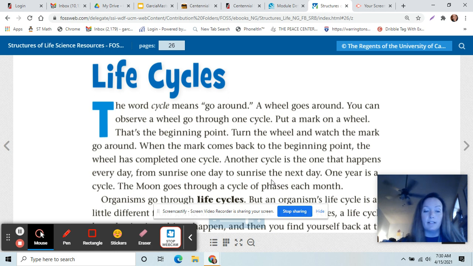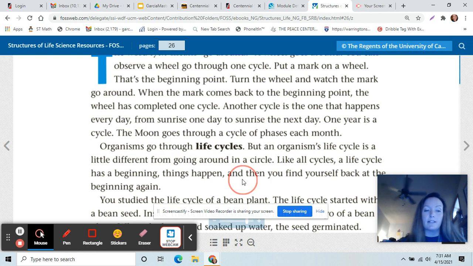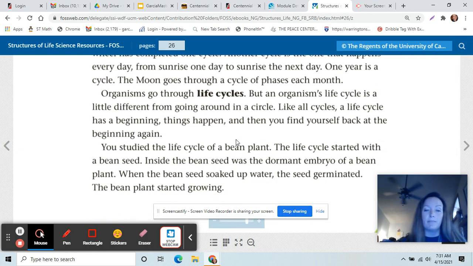Another cycle is the one that happens every day, from sunrise one day to sunrise the next day. 1 year is a cycle. The moon goes through a cycle of phases each month. Organisms go through life cycles, but an organism's life cycle is a little different from going around in a circle. Like all cycles, a life cycle has a beginning, things happen, and then you find yourself back at the beginning again. You studied the life cycle of a bean plant.